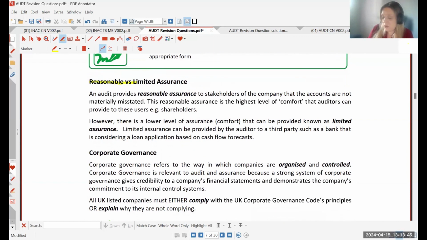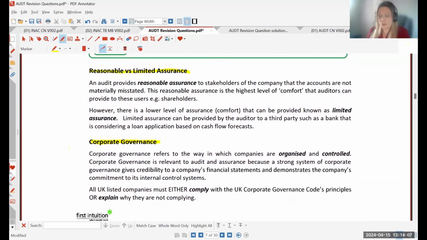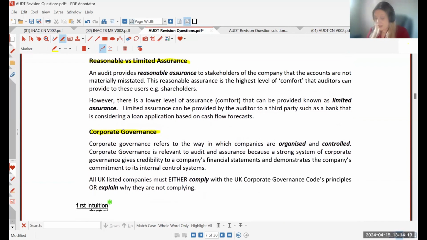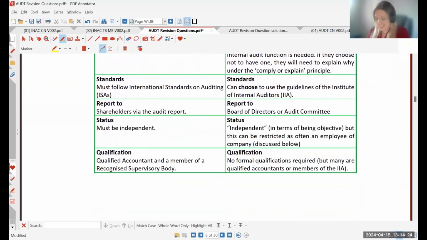We then have reasonable versus limited assurance. We're going to come back to that. We're going to discuss that in a minute. And then, of course, corporate governance. Again, any of these things could come up in task 1. Task 1 is a multiple choice computer marked exam. A computer marked task even. So there's lots of different content that could come up, and you could have some questions on assurance and some on corporate governance. Could be very mix and match. So let's have a look. We also have this area on external versus internal audit. I think that's quite a nice area. Hopefully you're all fairly familiar with that by the point of watching revision sessions.